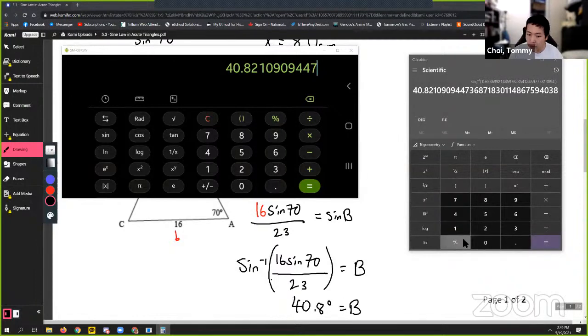Make sure you get this value now. Make sure you get the practice in typing this into your calculator.